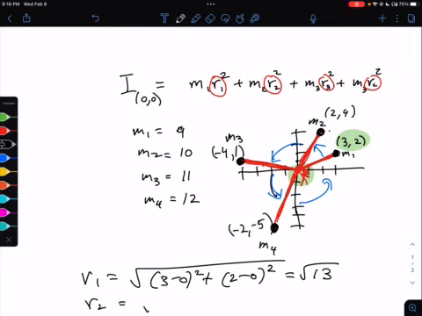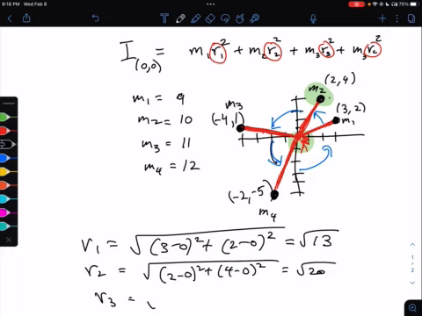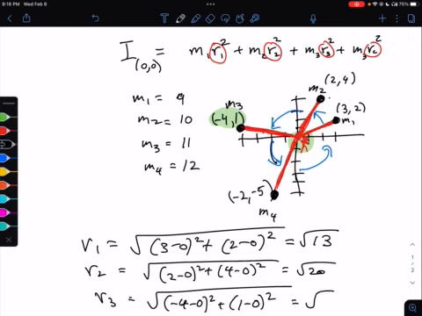For R2, this time, you're comparing the M2 location to the origin. So that'd be 2 minus 0 squared, 4 minus 0 squared. And that is square root of 20. For R3, you use the coordinates of the third ball and so on. So negative 4 and 1. So it's negative 4 minus 0 squared, 1 minus 0 squared, and that's square root of 17.